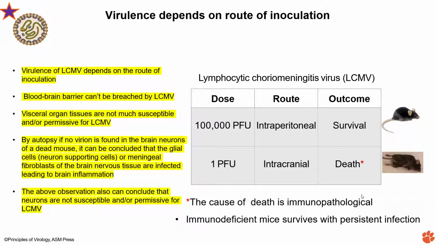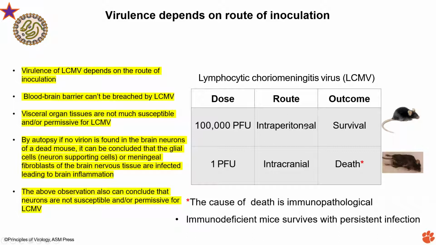So what are the different things? First of all, we are going to go over everything, and then we will go to specifics. This is the experimental outcome: virulence of LCMV depends on the route of inoculation. You can see intracranial versus intraperitoneal, so the route of inoculation is important. And the other important point is that the blood-brain barrier can't be breached by LCMV. Why is this? Just remember that.